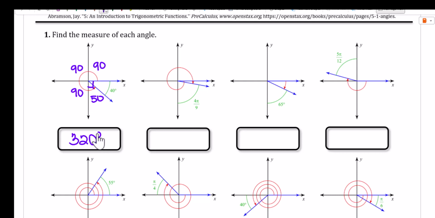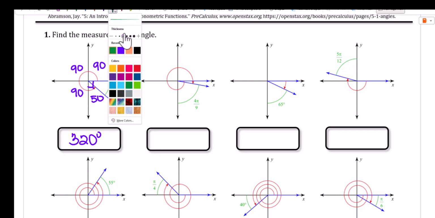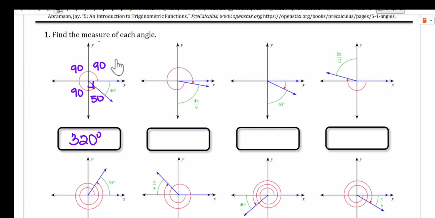Now, you may also say, Mr. Phillips, there was a much easier way to do that. I already know that in a circle, there's 360 degrees. So couldn't I just say 360, let's make this much smaller, sorry about that, 360 minus 40 and get the same answer? Absolutely. You can do whatever you want in these. Many of these have several ways to get the right answer.